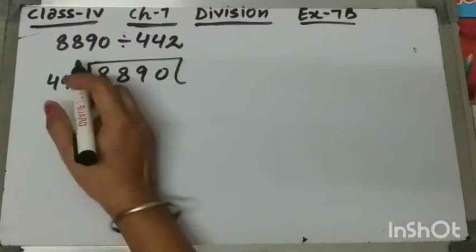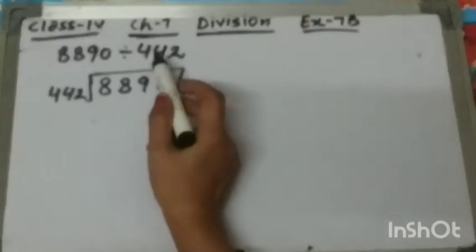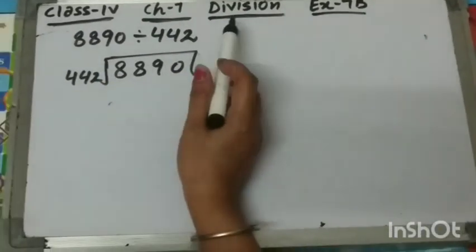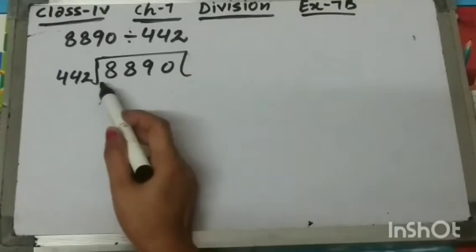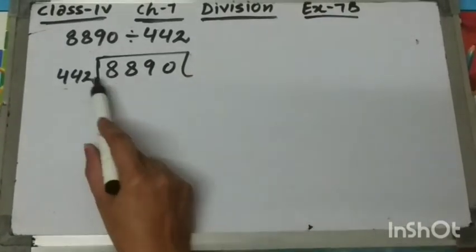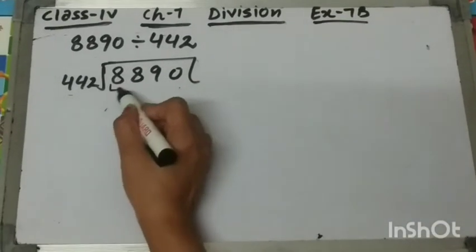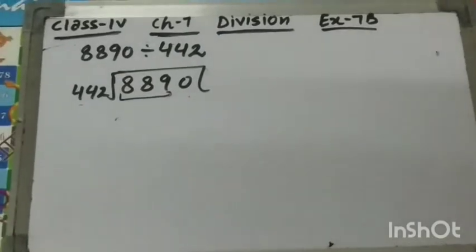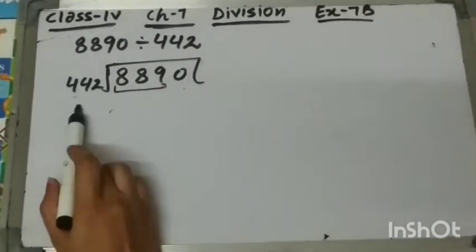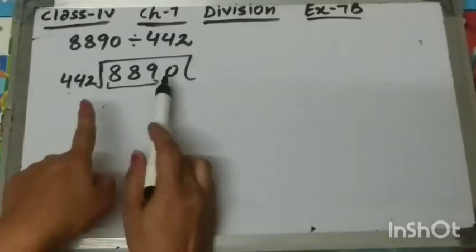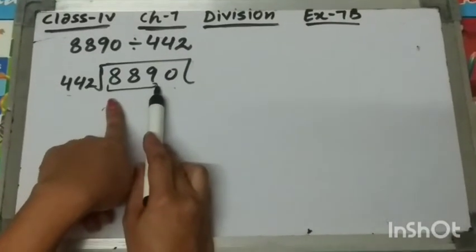Next is 8890 divided by 442. Okay, so let's start. Here the divisor is a 3-digit number and the dividend is a 4-digit number, so we will check the first 3 digits. First of all, keep in mind that if the divisor is of 3 digits, then we check the first 3 digits of the dividend.